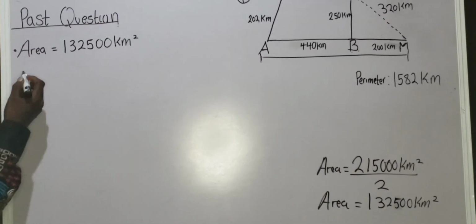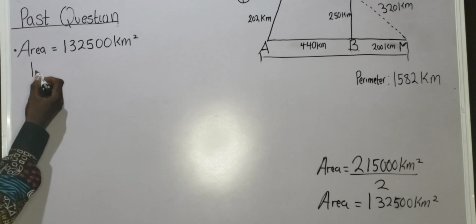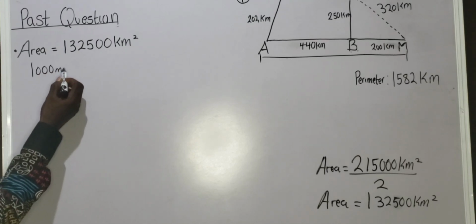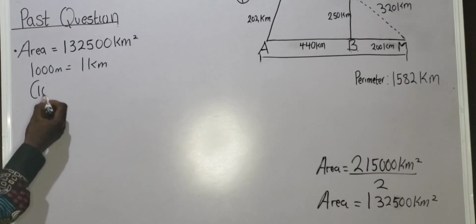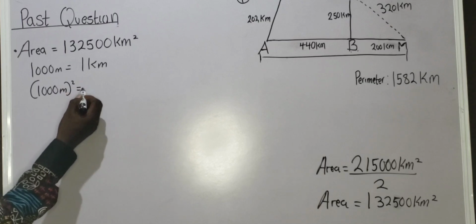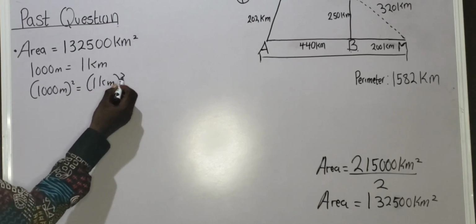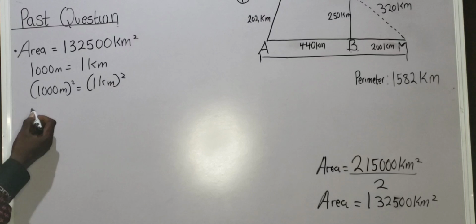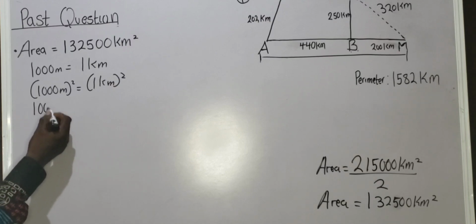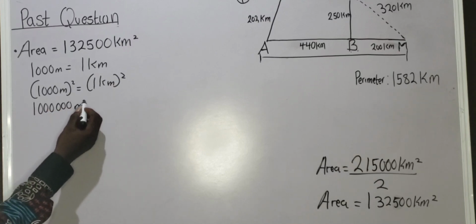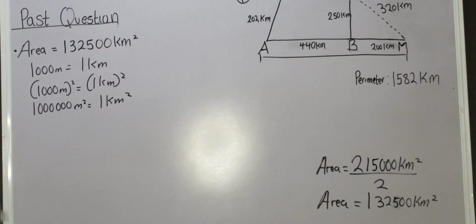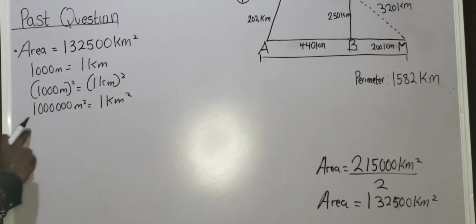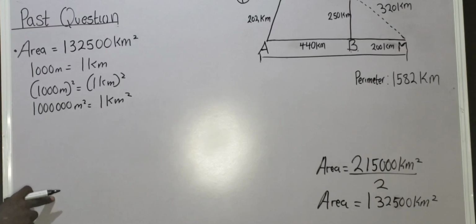Don't forget that 1,000 meters is equal to 1 kilometer. So to get the square of this, I'm going to square 1,000 meters. 1,000 meters squared is equal to 1 kilometer squared. If you square 1,000, you get 1 million. That means 1 million meters squared is equal to 1 kilometer squared. If I were solving this in the exam, I wouldn't show this. The reason I show it is because I want you to understand how we come about this 1 million. Now let us proceed.